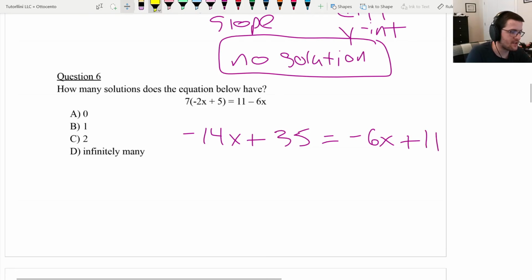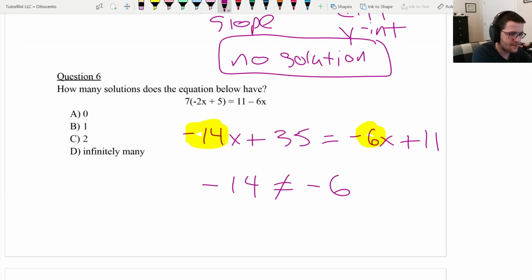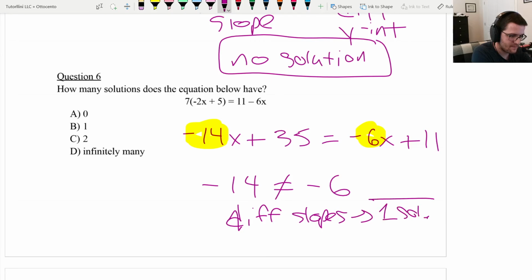Okay, now I can check the slopes and y-intercepts. I don't even need to check the y-intercepts. I right away see that negative 14 is not equal to negative 6. So it has different slopes. So these guys are going to have one solution. So that is answer choice B.